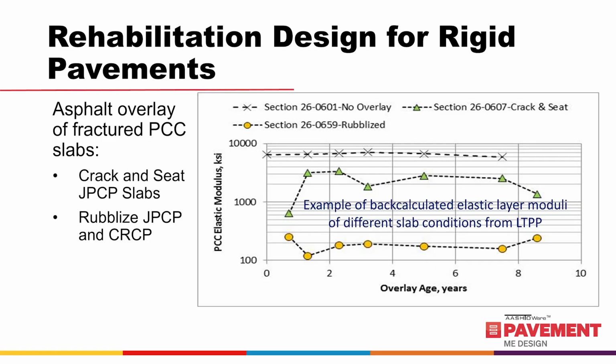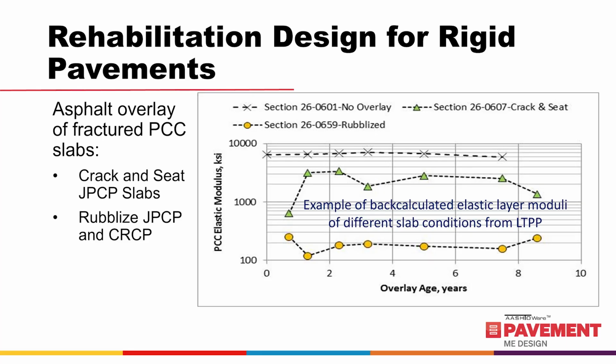The figure in the slide graphically displays the back-calculated elastic layer modulus over time for three conditions: an intact PCC slab, a crack and seat section, which is represented by the green triangles, and the rubbleized PCC section, which is represented in the graph by yellow circles. The back-calculated elastic layer modulus of the PCC layer represents the mid-slab condition, with no deflections across joints or cracks at the time of FWD testing as displayed on this slide.